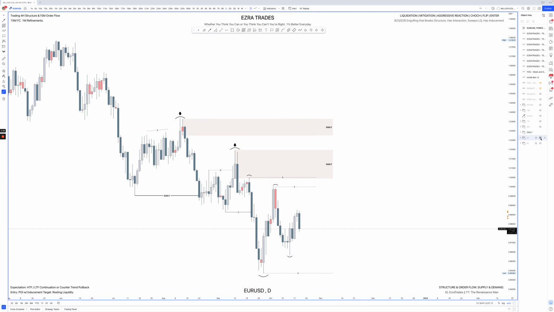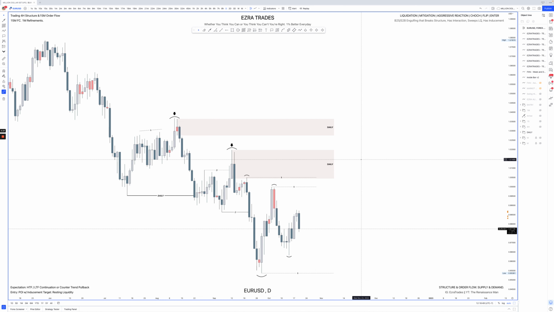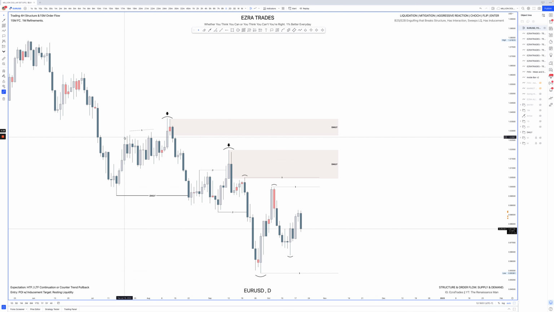Here we can hide our weekly, right? So here we can see on the daily time frame, if we look to the left, we had relatively equal highs. Price took liquidity and then broke to the downside. This is the decisional that ended up being responsible for breaking out of this range and committing to break structure to the downside. Price came up, tapped into that supply.